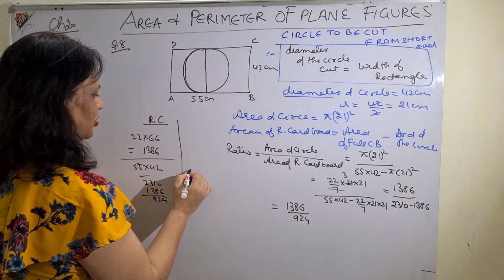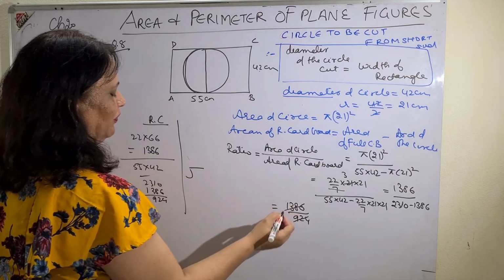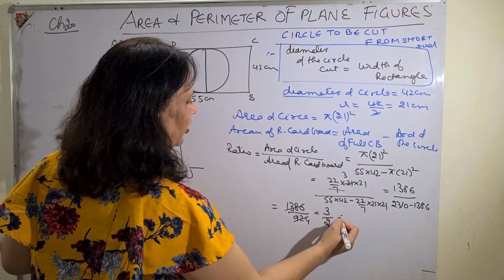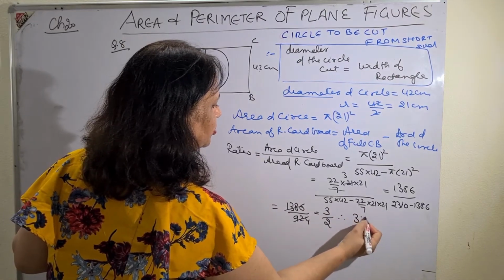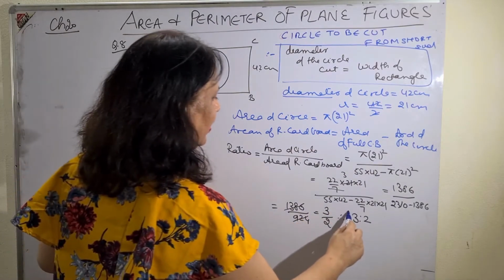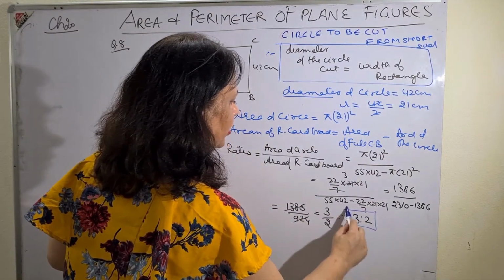Please divide also in the rough column, or you can simplify it, and when you simplify it, you will get the answer 3 upon 2. So what is the ratio? 3:2 is the ratio of the area of circle over area of the remaining cardboard. Please don't forget to encircle it.